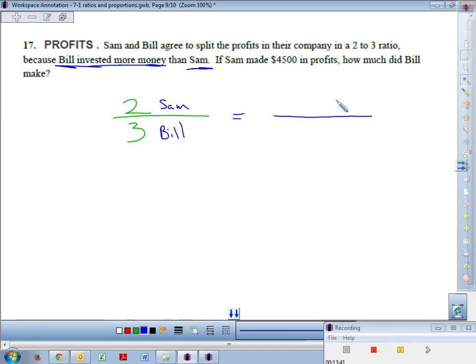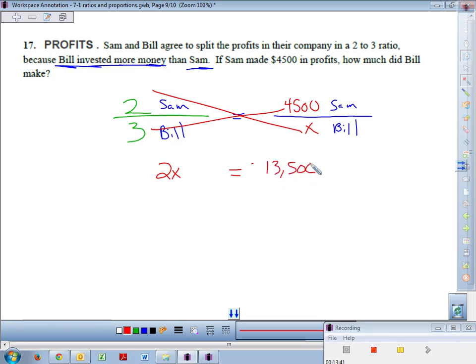And if this guy is Sam over Bill, and this guy is Sam over Bill, and they said Sam made $4,500 in profits. How much profit did Bill make? So we don't know that. Cross multiply. 2x equals 4,500 times 3. Large numbers need commas. Then divide by 2. 6,750. And that would be dollars profit for Bill.